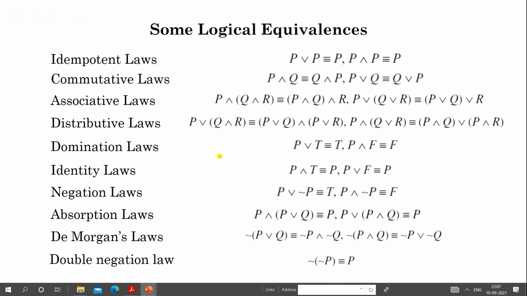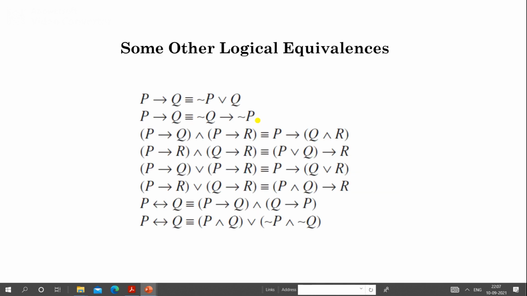If you need, you can prove them using the truth table, and now you can take all these equivalences as standard ones. Now these are some logical equivalences based on conditional and biconditional statements. We have already proved that P implies Q is equivalent to negation P or Q. Similarly, we can prove all these others using truth tables, and now you can consider these as standard equivalences.